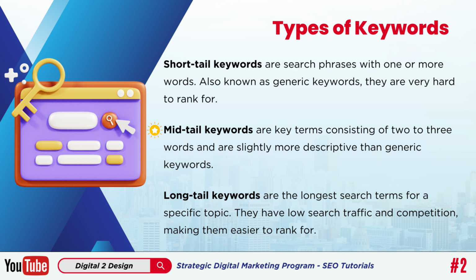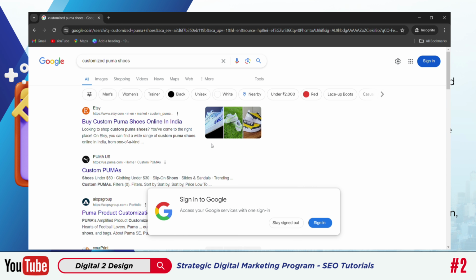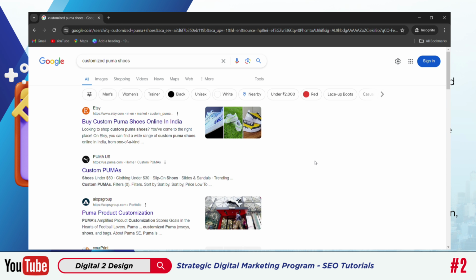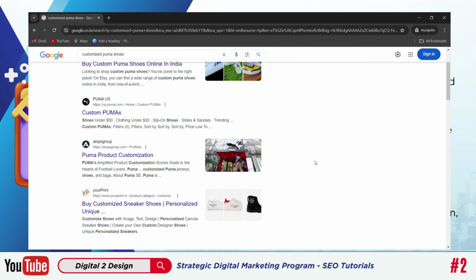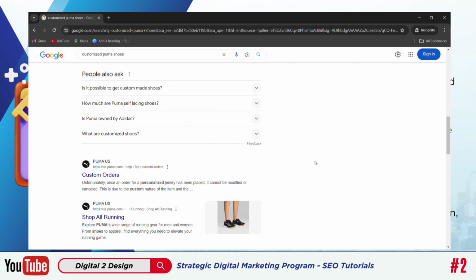Next are mid-tail keywords, which consist of 2 to 4 words. They are not as generic as short-tail keywords and not as specific as long-tail keywords. For example, customized Puma shoes gives a clearer idea of what the user is looking for. These keywords attract high competition and search volume but are more specific than short-tail keywords.